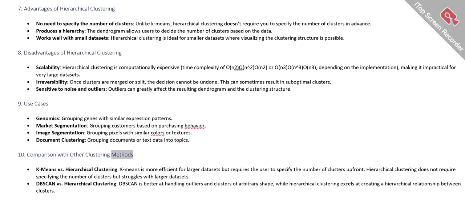10. Comparison with other clustering methods. K-means versus hierarchical clustering. K-means is more efficient for larger datasets but requires the user to specify the number of clusters up front. Hierarchical clustering does not require specifying the number of clusters but struggles with larger datasets. DBSCAN versus hierarchical clustering. DBSCAN is better at handling outliers and clusters of arbitrary shape, while hierarchical clustering excels at creating a hierarchical relationship between clusters.